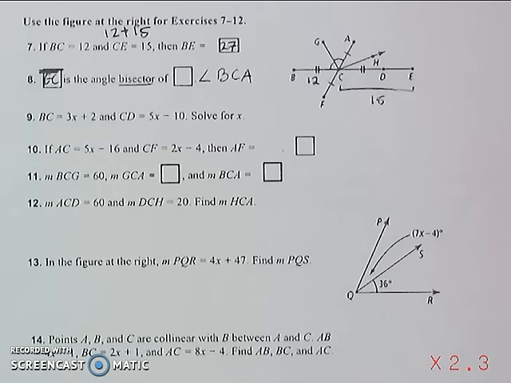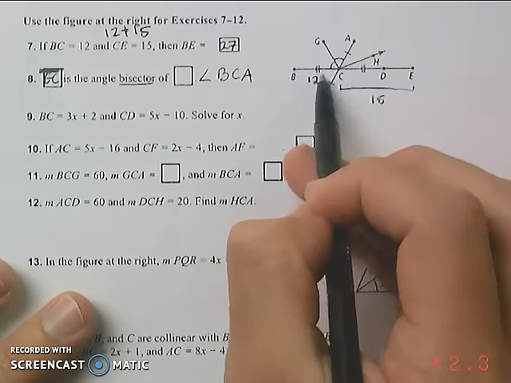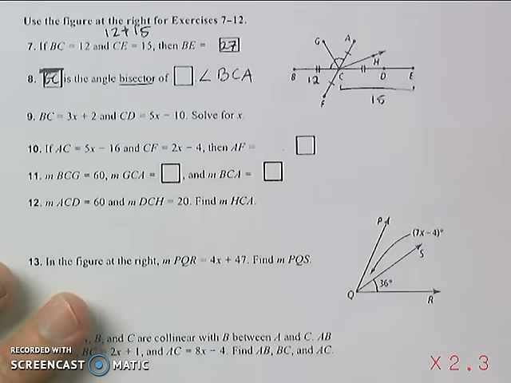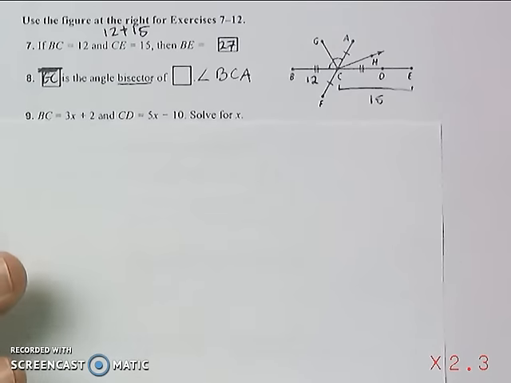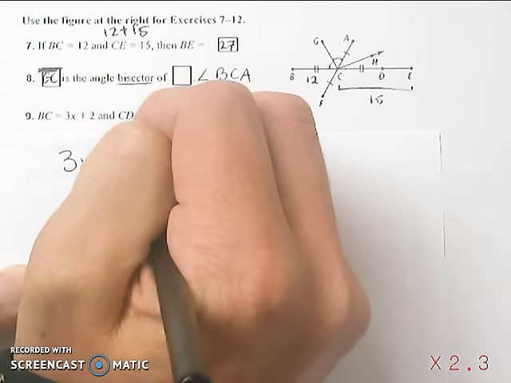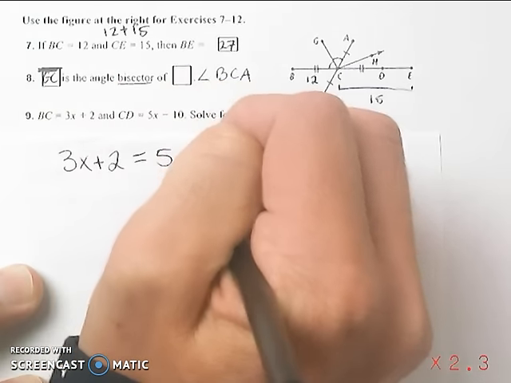Alright, number 9. We have BC and CD. Notice BC and CD are congruent segments. So all I have to do is set these equal to each other. So I'm going to go ahead and I have some scratch paper with me, and we'll go ahead and write this out. They're congruent to each other in the picture, so that means I can set them equal to each other when I'm doing my algebra.